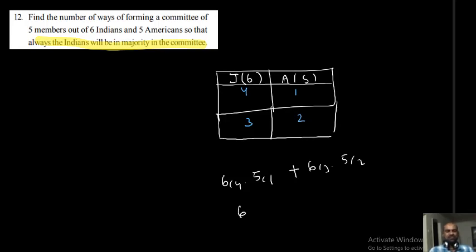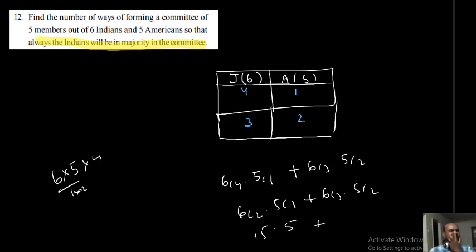6C4 value is 6C2 only, into 5C1, plus 6C3 into 5C2. So this is 5 only. 6C2 is 6 by 1 into 2, that is 15, into 5, plus 6C3 is 6 into 5 into 4 by 1 into 2 into 3, 20, into 10. This is 75, this is 200. So in total, 275 ways you can make a committee.